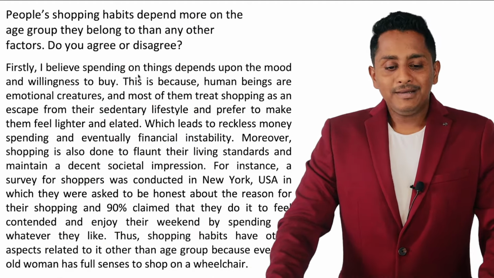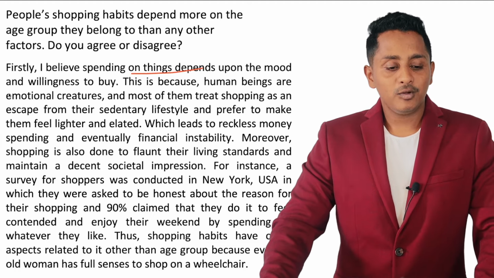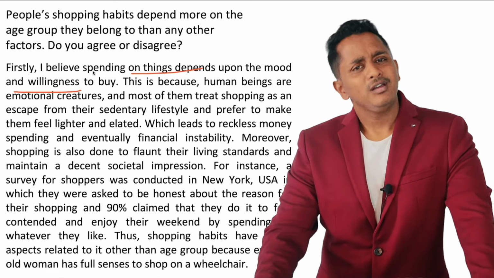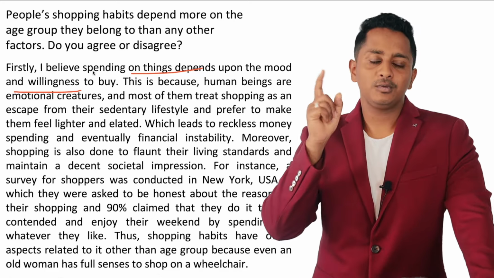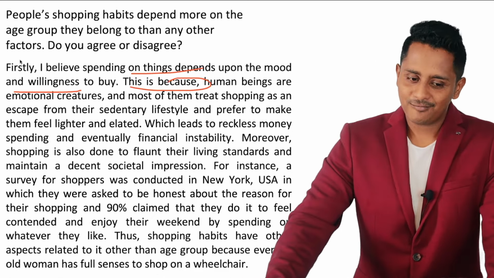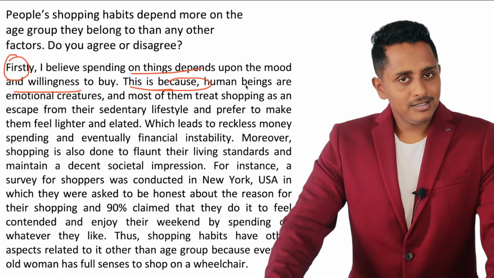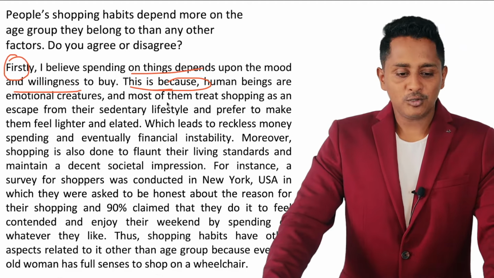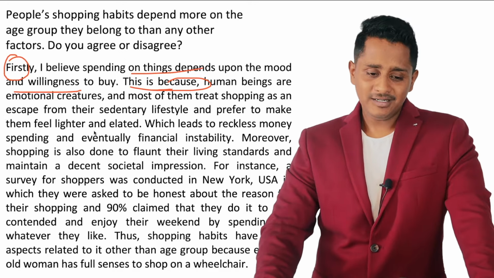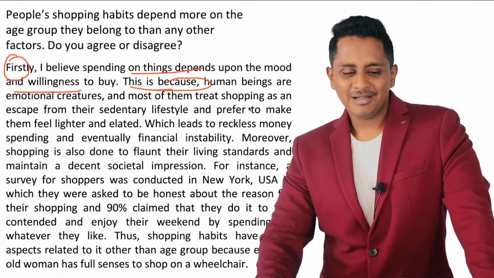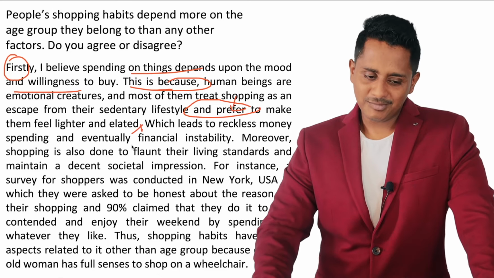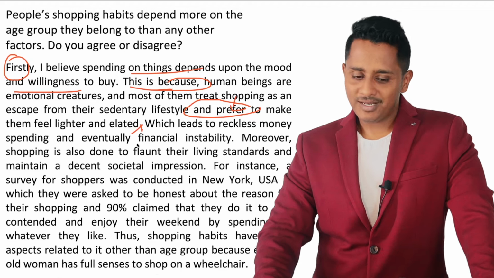Okay. I believe spending on things depends upon the mood and willingness to buy. Okay, no problem. Other factors she is talking about. You can talk about other factors and then talk about age group. You don't talk about age group, no marks. This is because that's the template. Firstly, this is because human beings are emotional creatures and most of them treat shopping as an escape from their sedentary lifestyle and prefer to make them feel lighter and elated. Some grammatical wrong here, grammatically. Full stop is wrong, which leads to reckless money spending and eventually financial stability.